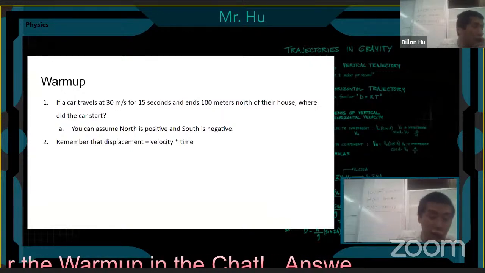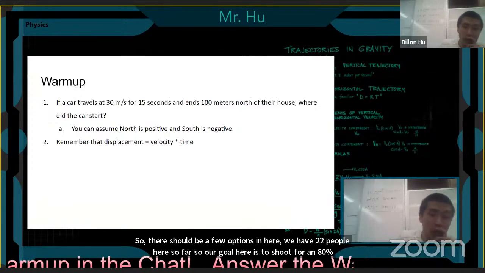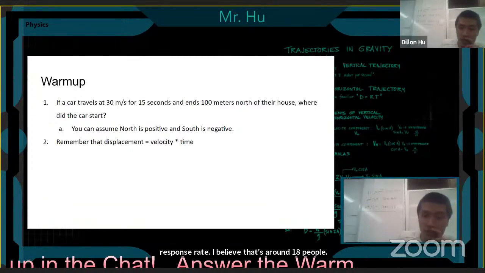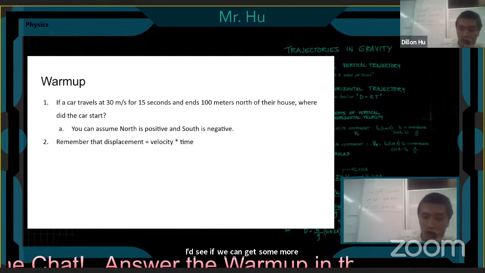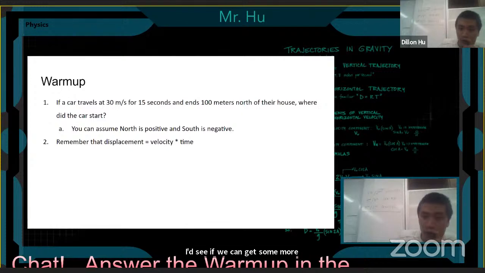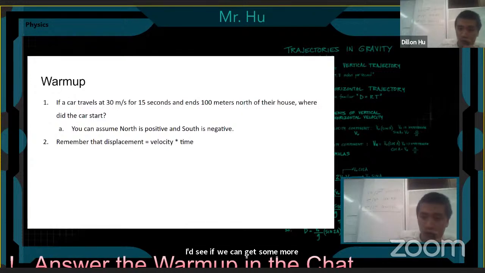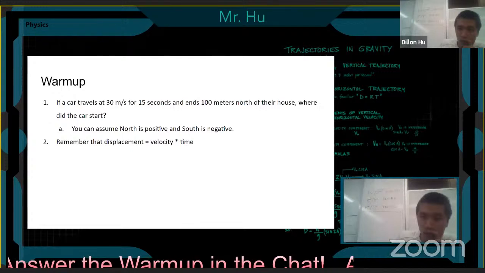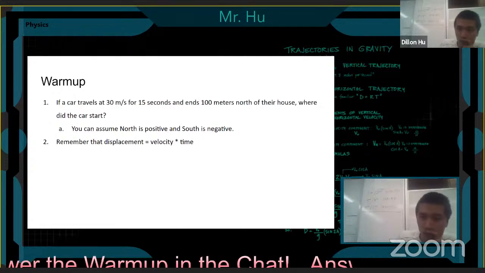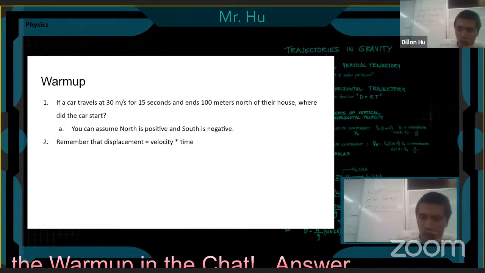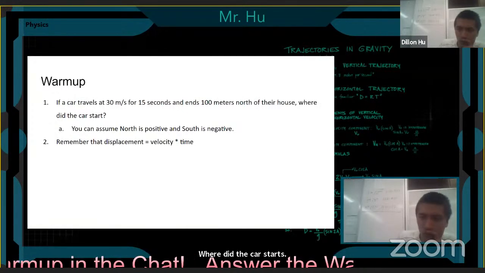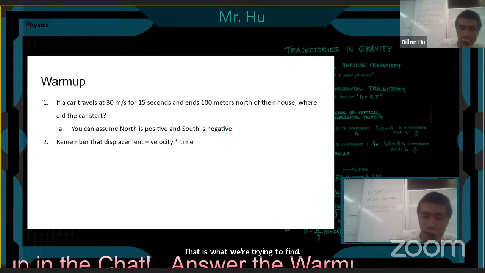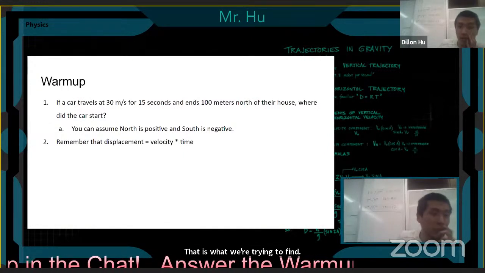So once again, the warm-up question of today: a car is traveling at 30 meters per second for 15 seconds, and the car ends up being 100 meters north of the house. Where did the car start? That is what we're trying to find. We'll take another 2 or 3 minutes to try to figure this out.